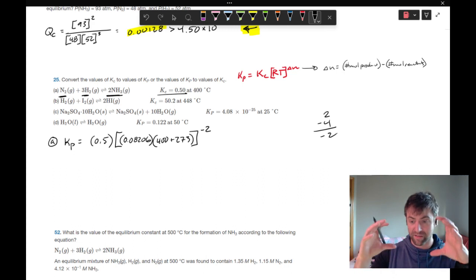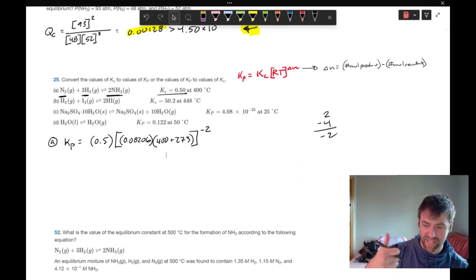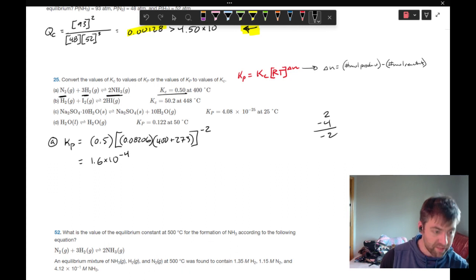So we're going to raise that RT value to -2. So I would do that first. I would take R, which is 0.08206, times our temperature, and then raise that to the -2, then multiply by 0.5. Gives us 1.6 times 10 to the negative 4. And that is how you go from KC to KP.